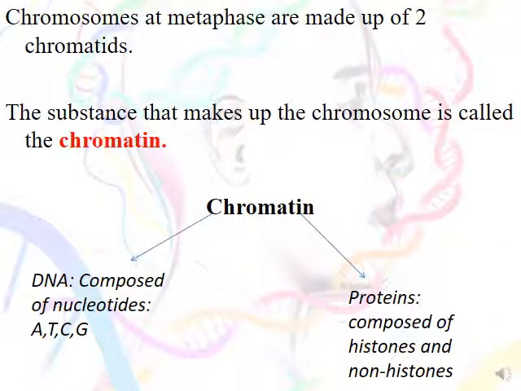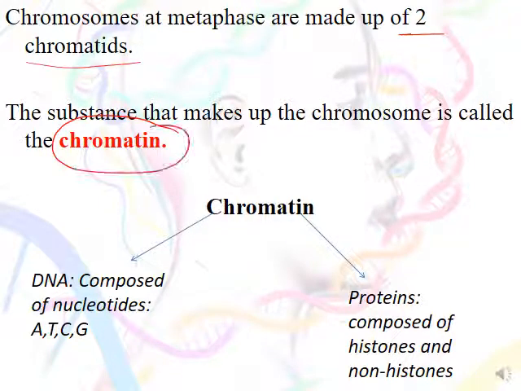So chromosomes, as we know, at metaphase, are made up of two chromatids. As you know, the substance that makes up the chromosome is called chromatin. That's divided into DNA, which, as we know, is composed of nucleotides A, T, C, and G: adenine, thymine, cytosine, and guanine, and proteins composed of histones and non-histones.